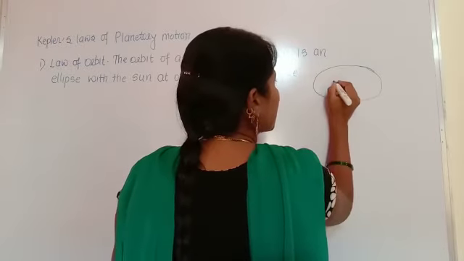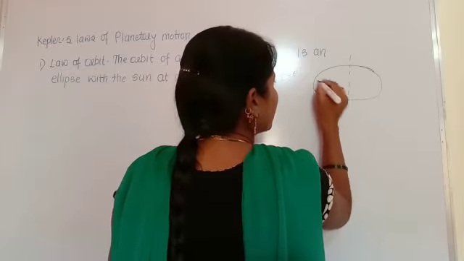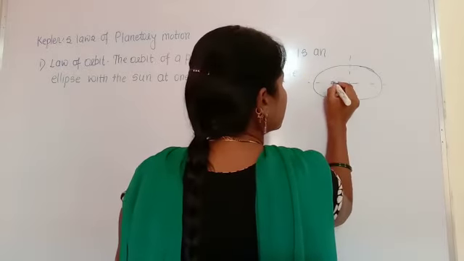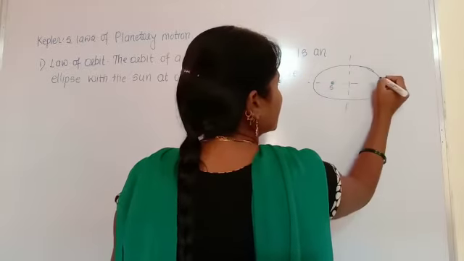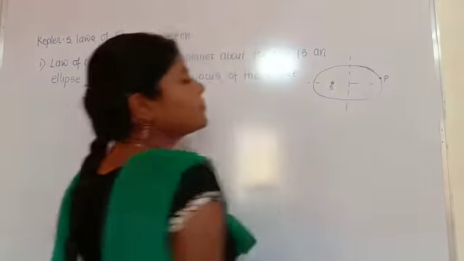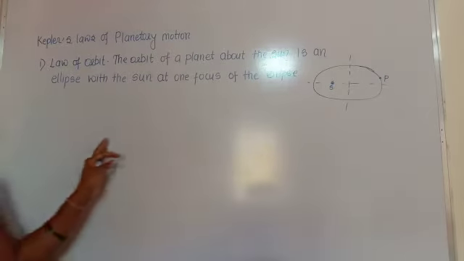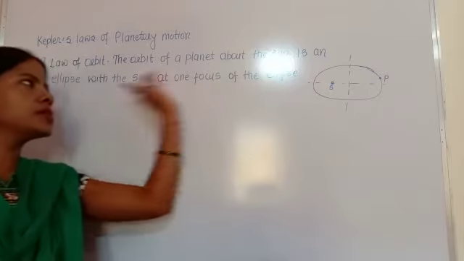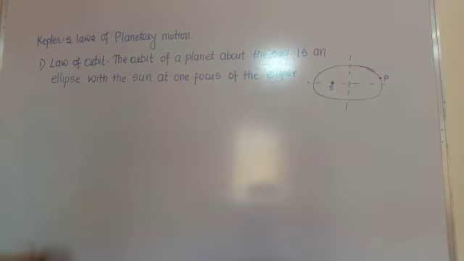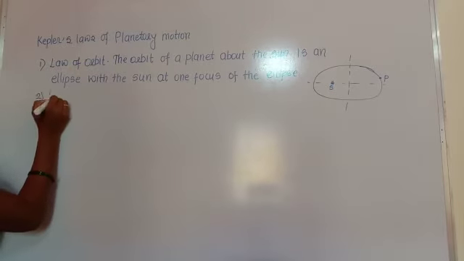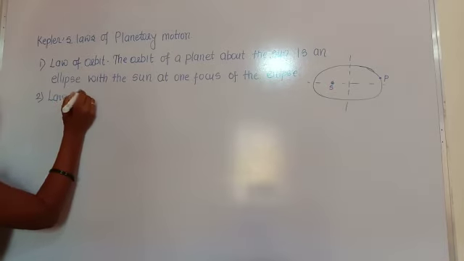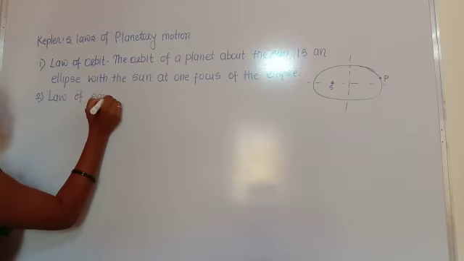this is the ellipse and this is one of the foci of the ellipse, that is the sun. Here the sun is situated and here is the planet. It means the planet moves around the sun in an elliptical orbit. So this is the first law, the law of orbit. The second one is the law of equal area.